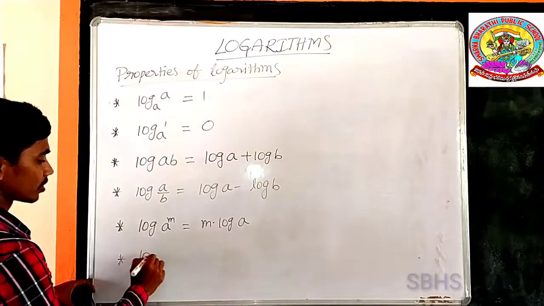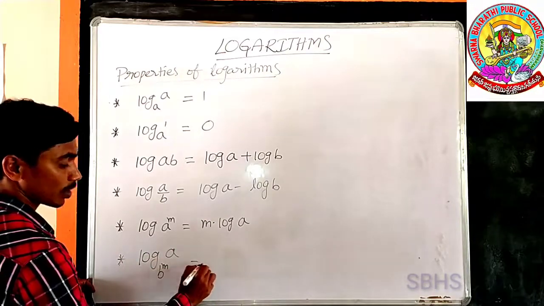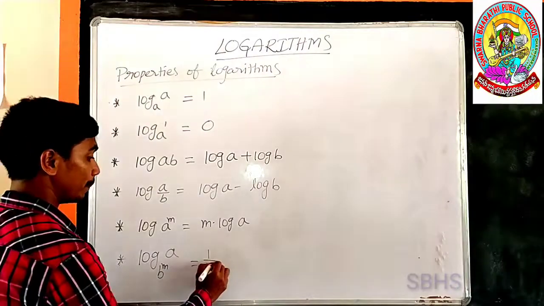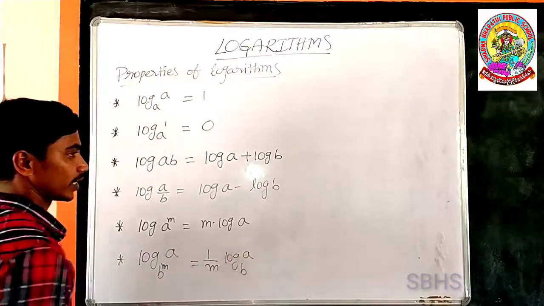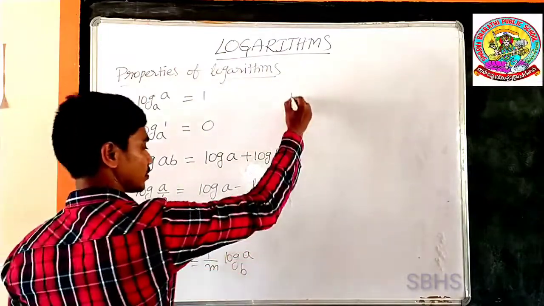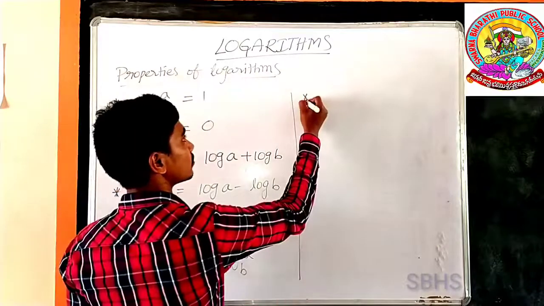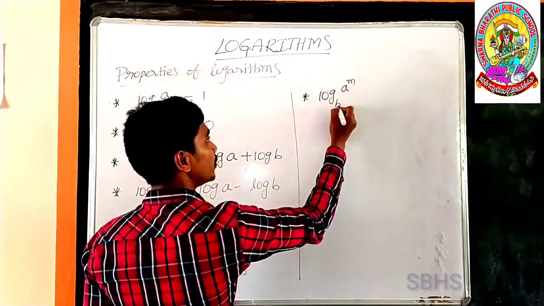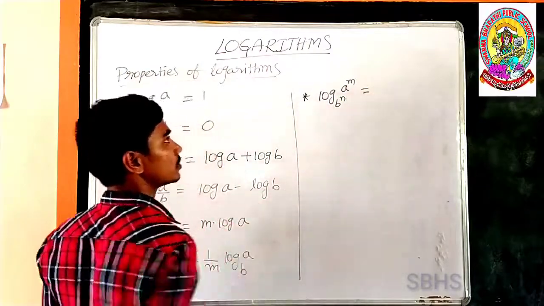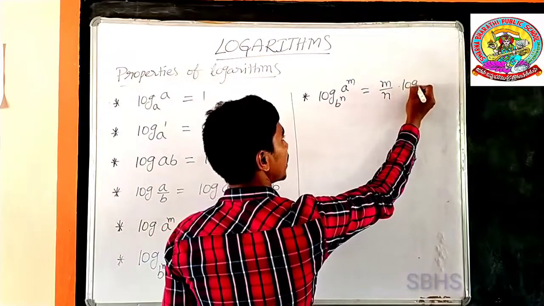Here I am introducing the base also. Log A to the base b power m is equal to what would it be? 1 by m into log A to the base b. Another one, log A power m to the base b power n is equal to m by n into log A to the base b.